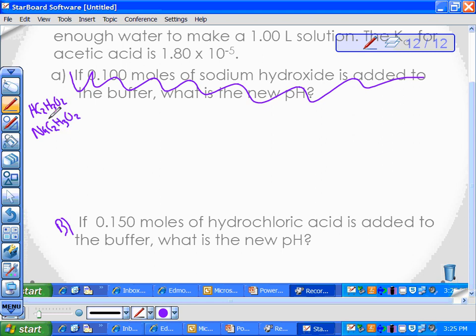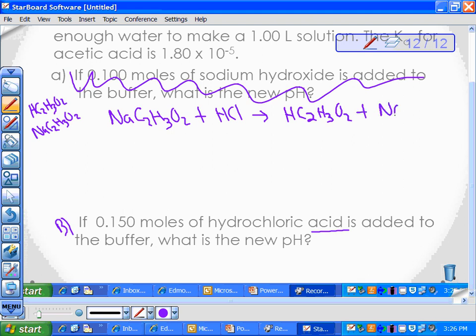Well, it's going to react with one of those. This is an acid, so it will not chemically react with the acid part. It will react with the base part. Well, it just so happens to be a basic salt, so we're going to start out with it. We're going to write plus our acid, which is hydrochloric acid. One arrow, double displacement, so you're going to end up with acetic acid. And you're going to end up with NaCl.